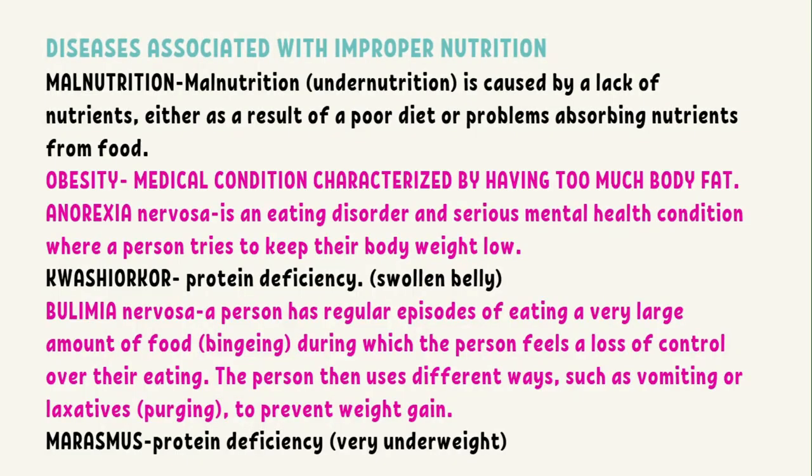Now let's talk about diseases that you can get when you have improper nutrition. So malnutrition, which is also known as undernutrition, is caused by a lack of nutrients, either from a poor diet, not eating enough, or not having access to food. And if your body cannot absorb the nutrients from food properly, that can also cause malnutrition. Then obesity, which is having too much body fat, anorexia nervosa, and bulimia nervosa.